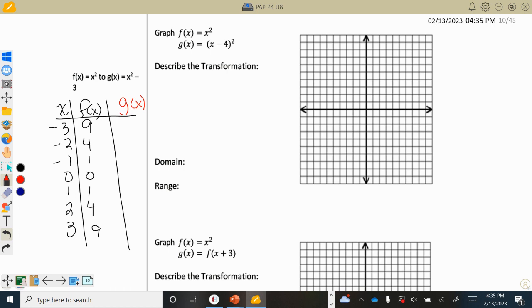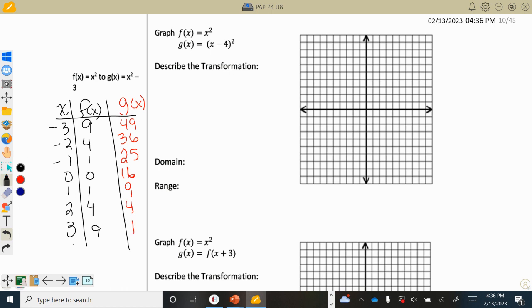So to get g of x, I'm going to take that -3, subtract 4, so I have -7, and then I'll square that. So -7 squared is a positive 49. -2 minus 4, we get -6, and then we square that, so we get 36. -1 minus 4 gives -5, and when we square that, we get 25. 0 minus 4 gets -4, squared is 16. 1 minus 4 is -3, squared is 9. 2 minus 4 is -2, squared is 4. 3 minus 4 is -1, and when we square that, we get 1.